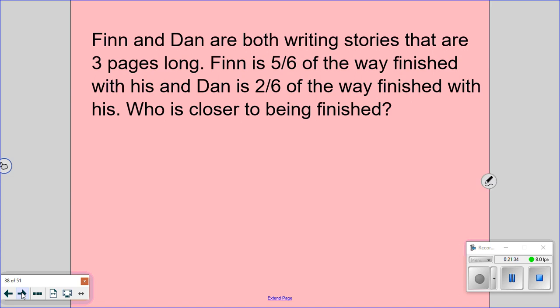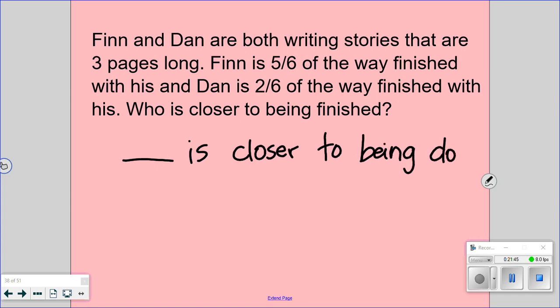In your next blank page, we're writing blank is closer to being done. When they are done writing their story, how many stories will they have written? Raise your hand and tell me. It's not a trick question. Archer? One. Just one long story.